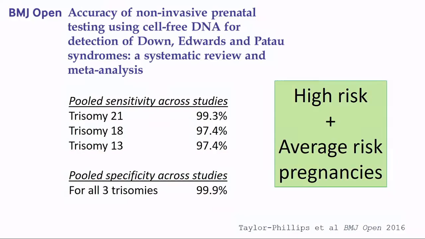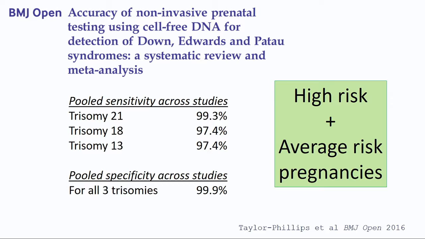But soon thereafter, people started to investigate: if we are directly detecting the amount of chromosome 21 DNA in the sample, there shouldn't be too much of a difference whether the woman is of high risk or of average risk.